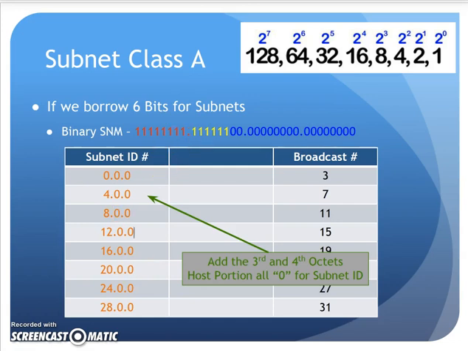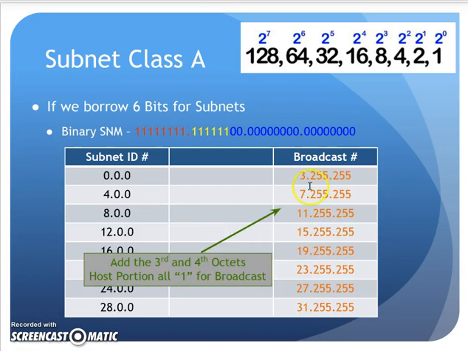To do my broadcast, all ones in the host portion, while I have these 2 octets, I'm going to set these 2 octets to all ones. When I do that, I'm going to get 255.255. So 3.255.255, 7.255.255, 11.255.255. Okay? That's all ones in the host portion.